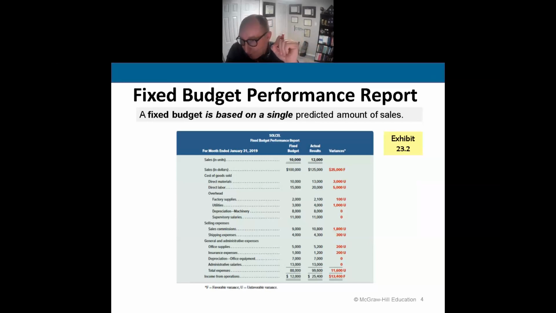But let's take a look at everything else. Budgeted direct materials. I budgeted for 10,000. I actually spent 13,000.